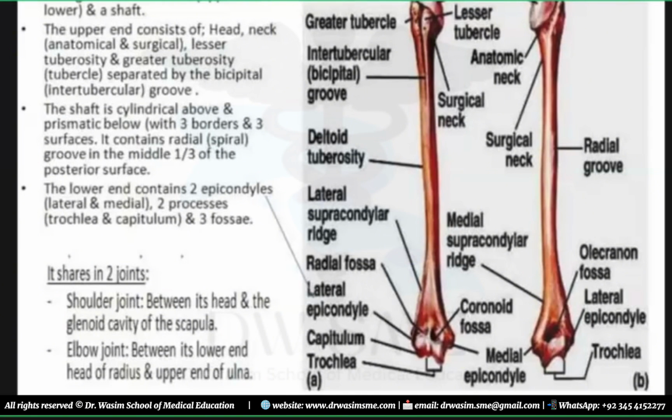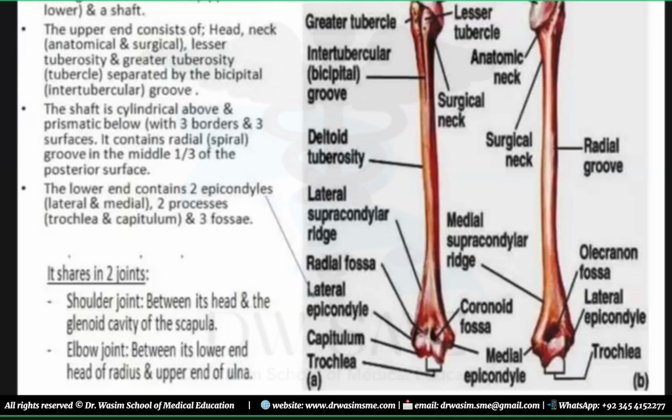From the radial groove runs the radial nerve and the profunda brachii vessel of the brachial artery. Then coming to the distal end, initially we have the supracondylar ridges. One is medial and one is lateral. Then they expand into the medial and lateral epicondyles. Medial epicondyle is more prominent and ulnar nerve passes behind the medial epicondyle. Radial nerve passes anterior to the lateral epicondyle.